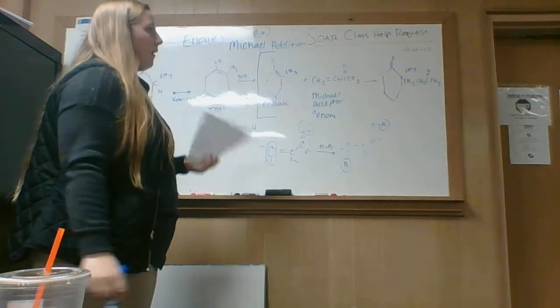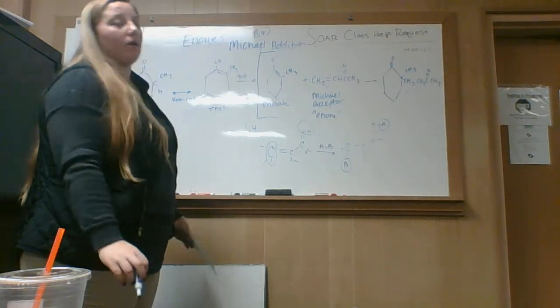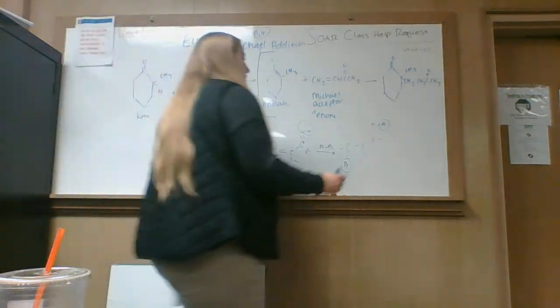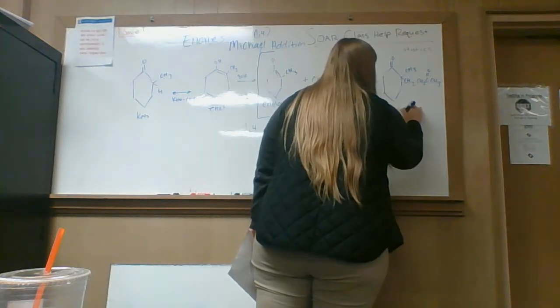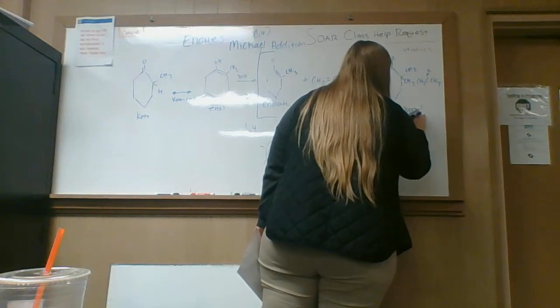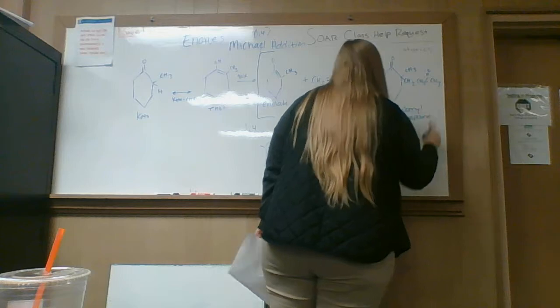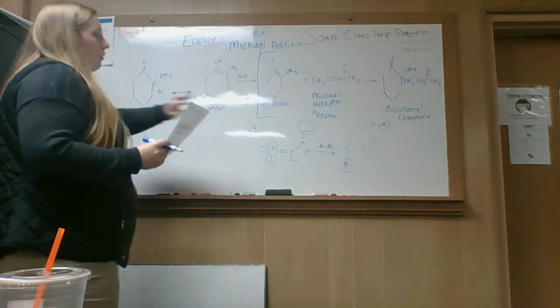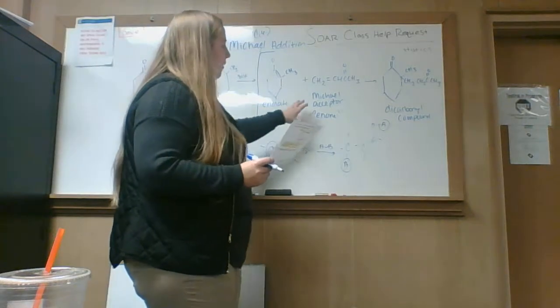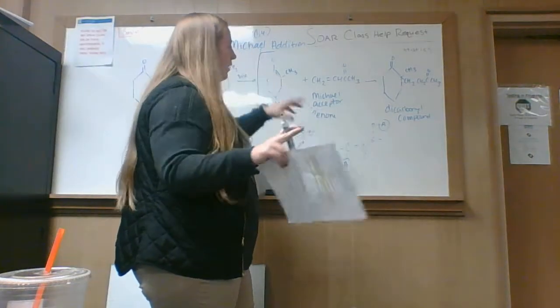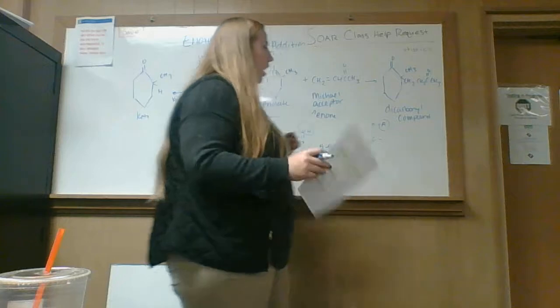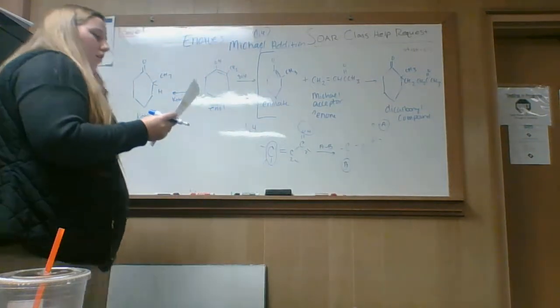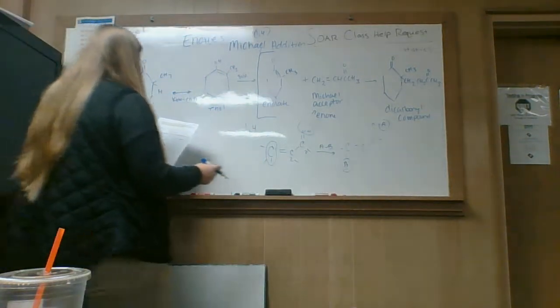This is our final product. We can see 2 carbonyl groups present. So this is referred to as a dicarbonyl compound. That's technically what the final product of a Michael addition is. So enolate ion reacts with a Michael acceptor or an enone and forms a dicarbonyl compound. Nothing too crazy there.